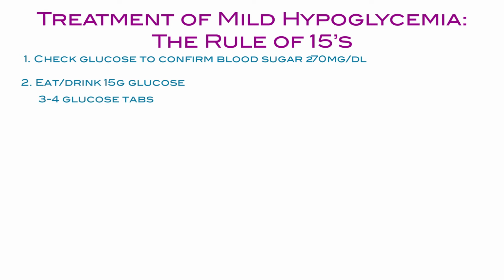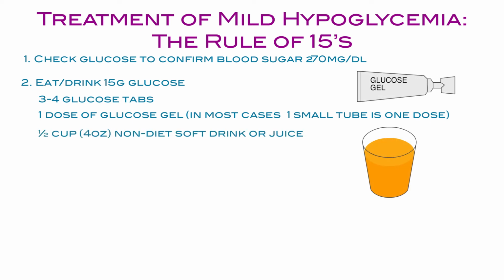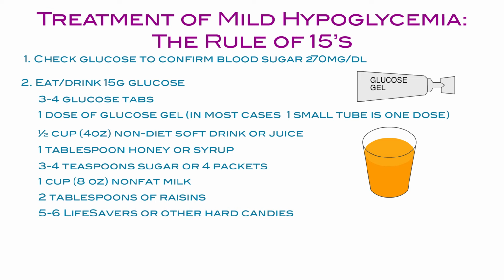Here are a few examples of what you can use. 3 to 4 glucose tabs. 1 dose of glucose gel. In most cases, 1 small tube is 1 dose. A half cup or 4 ounces non-diet soft drink or juice. 1 tablespoon of honey or syrup. 3 to 4 teaspoons of sugar or 4 packets. 1 cup or 8 ounces of non-fat milk. 2 tablespoons of raisins. 5 or 6 Lifesavers or other hard candies.